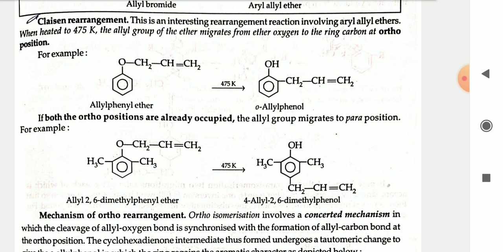Claisen rearrangement. This is an interesting rearrangement reaction involving aryl allyl ether. When heated at 475 Kelvin, the allyl group of the ether migrates from the ether oxygen to the ring carbon at the ortho position. If both the ortho positions are already occupied, the allyl group migrates to the para position. For example, allyl 2,6-dimethylphenyl ether at 475 Kelvin will form 4-allyl 2,6-dimethylphenol.